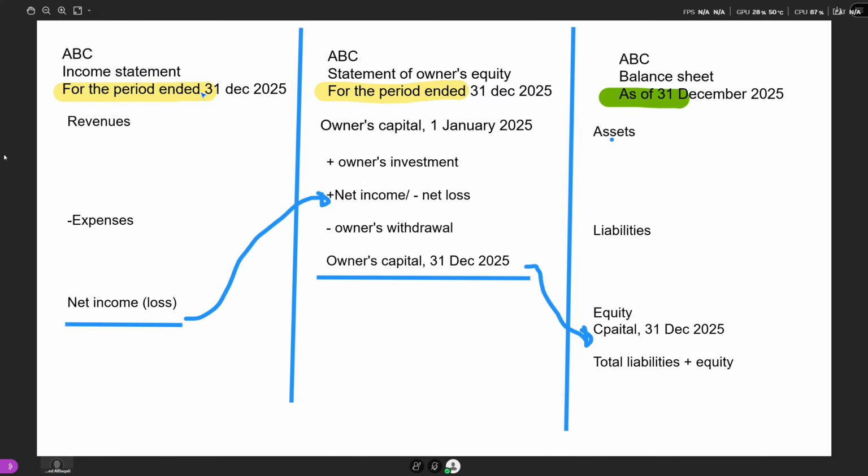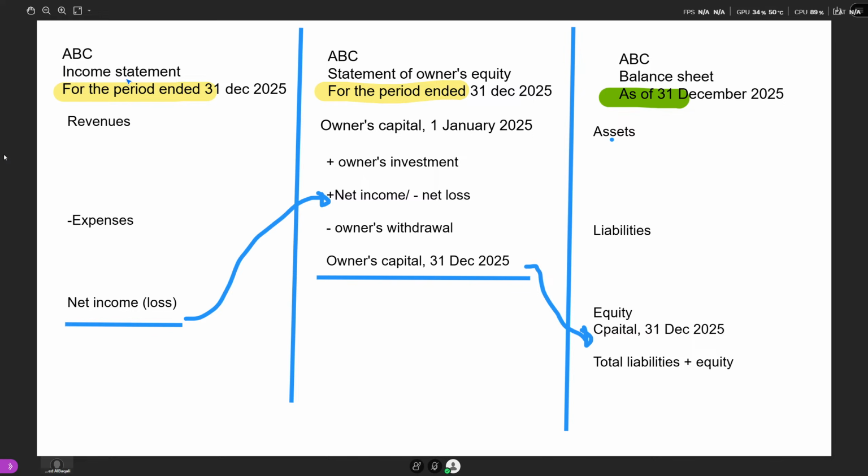Because basically all of the chapter is based on these dates, or understanding why these dates are different. These dates are different, or the way that we write these dates are different because of the nature of the items that we see within these statements.